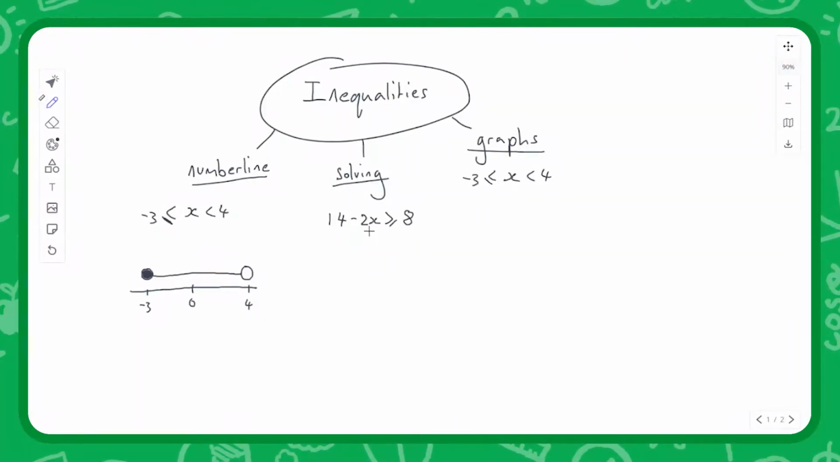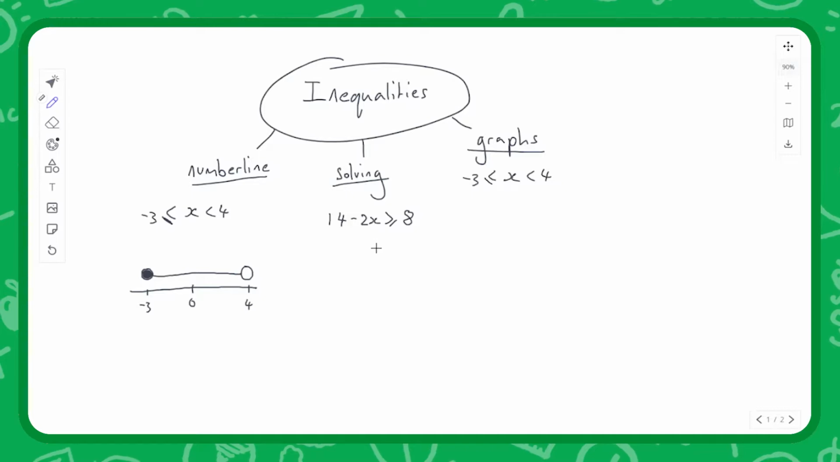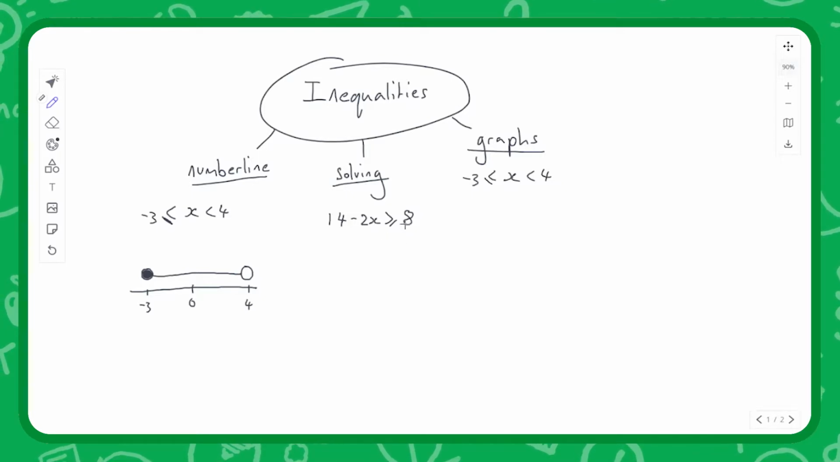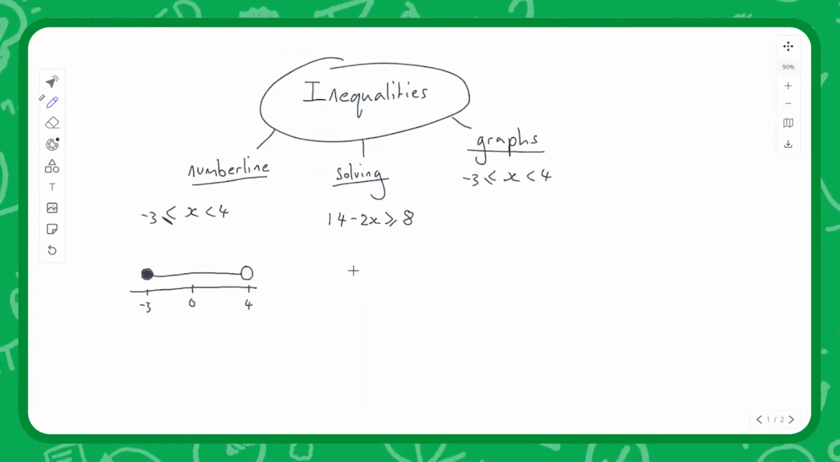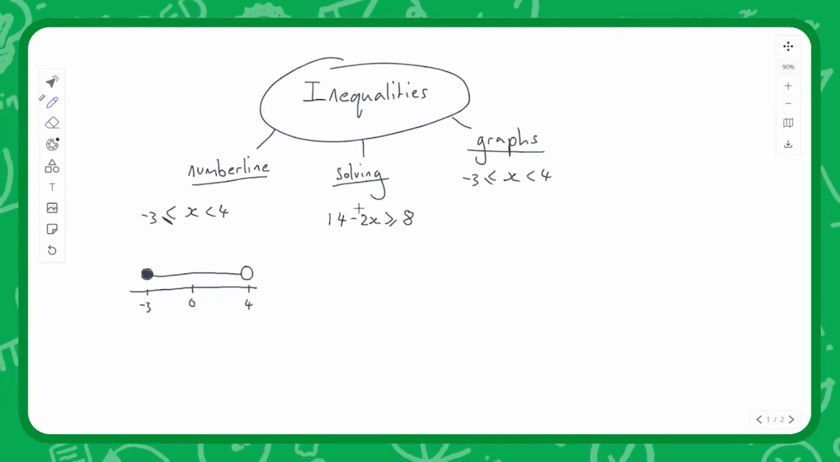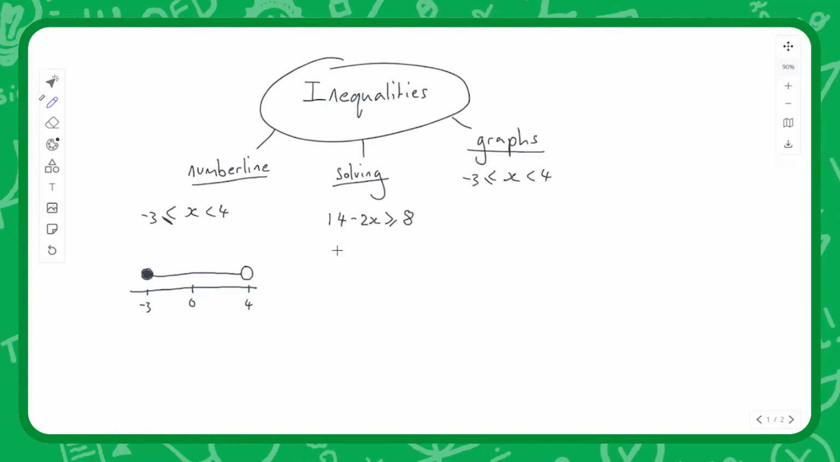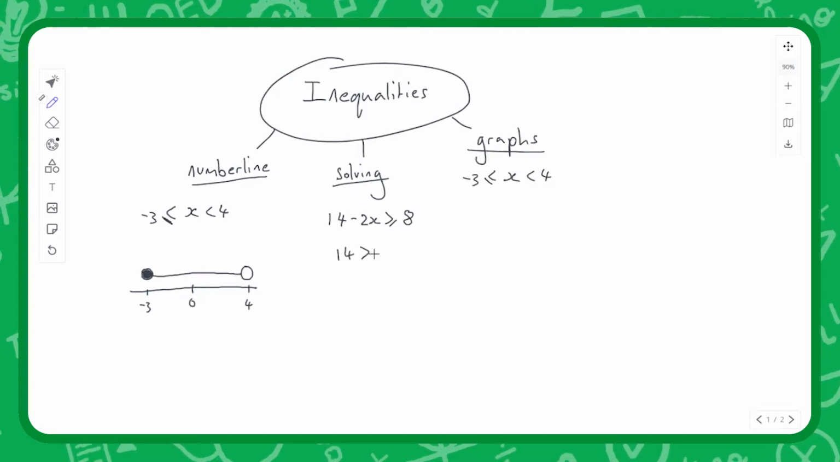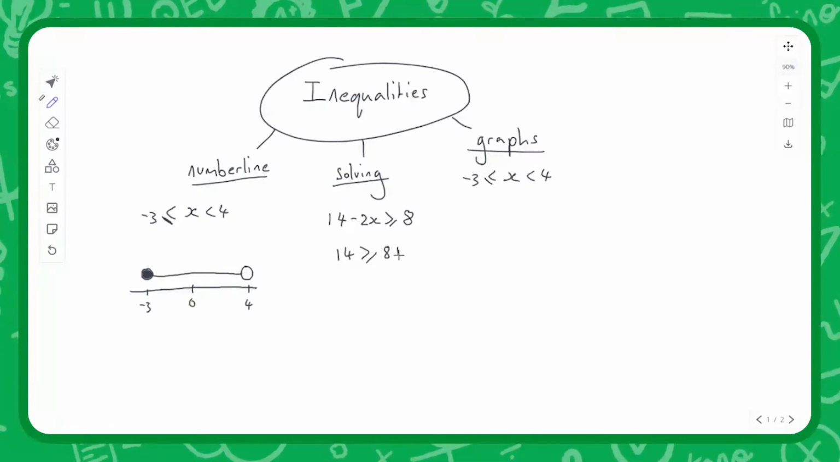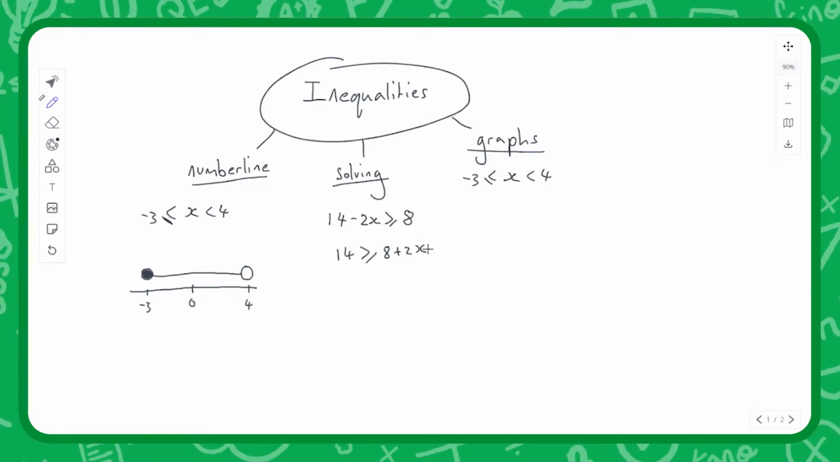Let's go on to solving inequalities. So this is almost exactly the same as just solving regular equations. So we want to get x on its own. So first of all, I'm going to add 2x to both sides. We're going to end up with 14 is greater than or equal to 8 plus 2x.